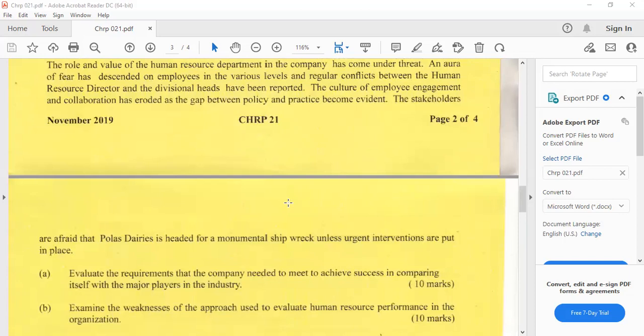The role and value of the Human Resource Department in the company has come under threat. An aura of fear has descended on employees in the various levels, and regularly conflicts between the Human Resource Director and divisional heads have been reported. The culture of employee engagement and collaboration has eroded as the gap between policy and practice became evident. The stakeholders are afraid that Paula's Dairies is headed for monumental shipwreck unless urgent interventions are put in place.